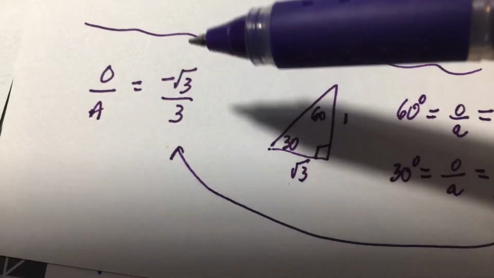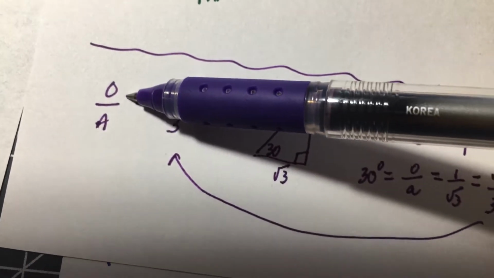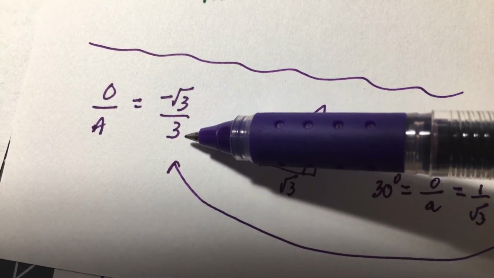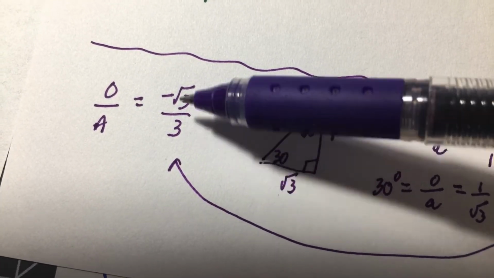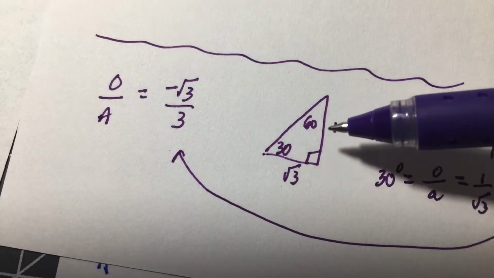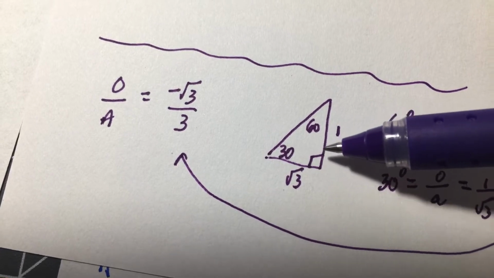Okay, so we're doing an inverse tangent. So we got to think opposite over adjacent. So that means we're looking for an opposite of square root of 3 and an adjacent of 3. We don't really have to worry about the negative yet. Square root of 3 over 3. Well, that's got to be out of our 30, 60, 90 triangle.